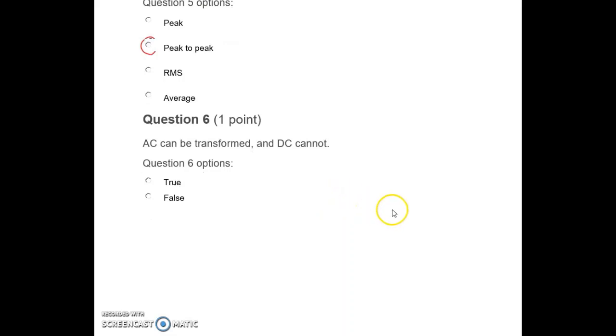Question number 6. True or false? AC can be transformed and DC cannot. That is a true statement. Transforming with the use of transformers, we can step up or step down AC voltages, and that's the single biggest advantage that AC, alternating current, has over direct current.